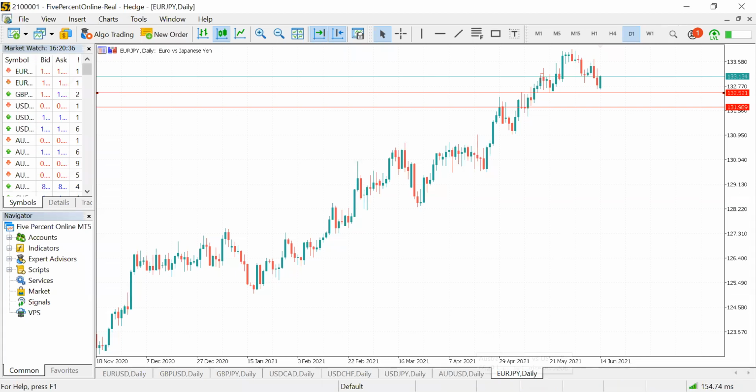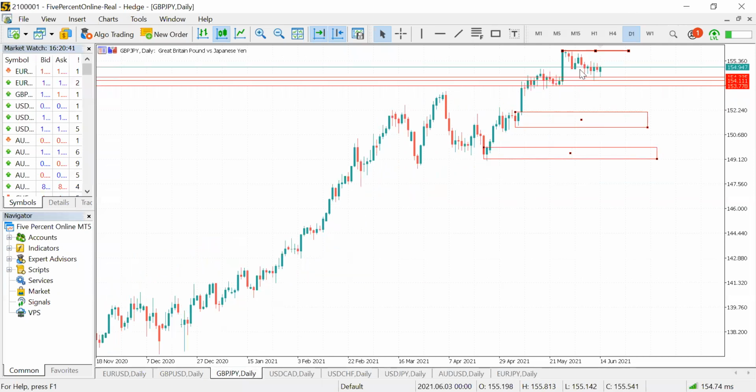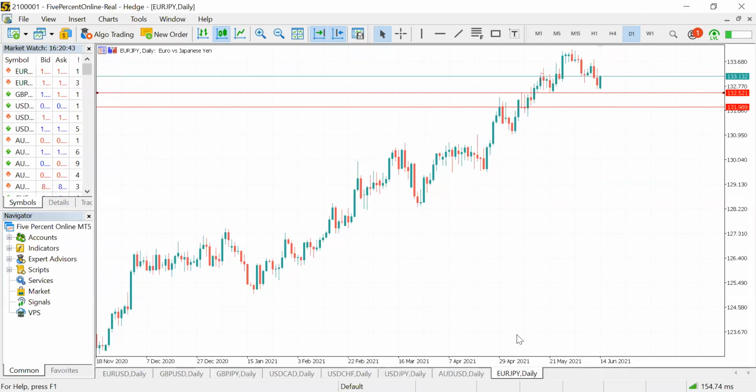Okay, we can see the yen weakening against the euro, the yen weakening against the dollar, and the yen weakening against the pound. So we're just eventually trying to sell the yen. Okay, the dollar is very weak, but apparently the yen is weaker than the dollar.